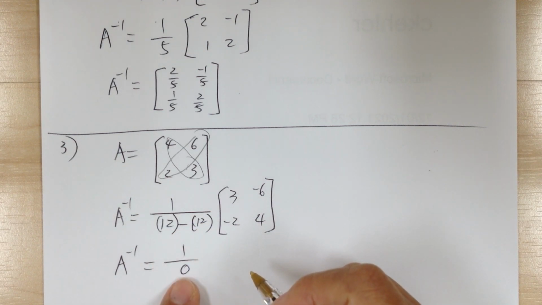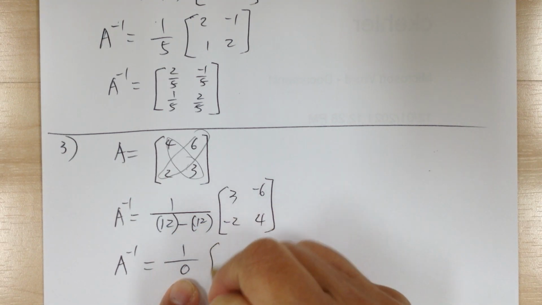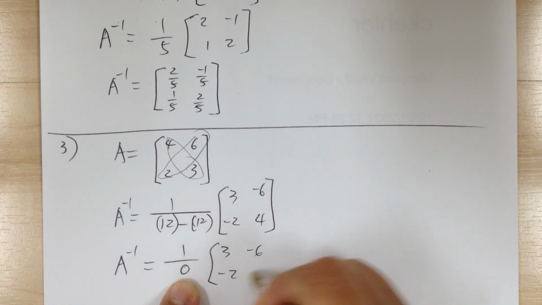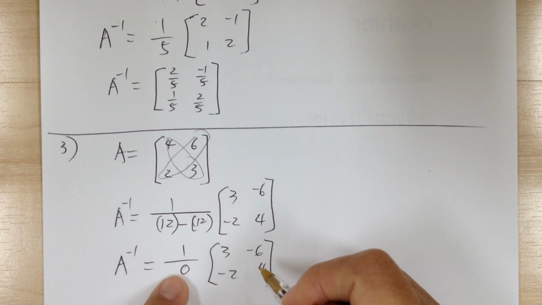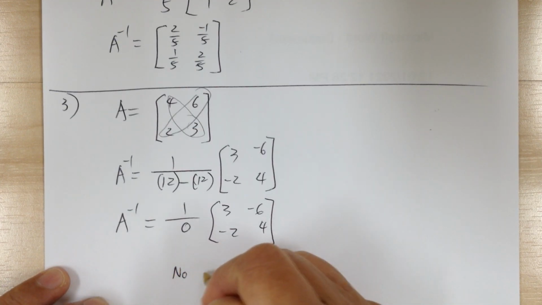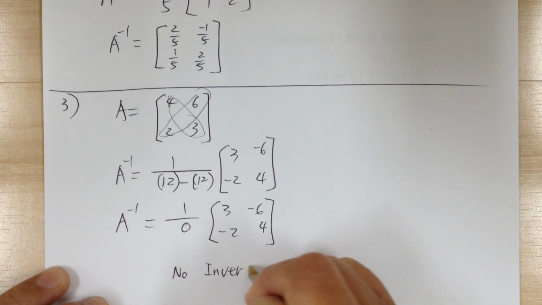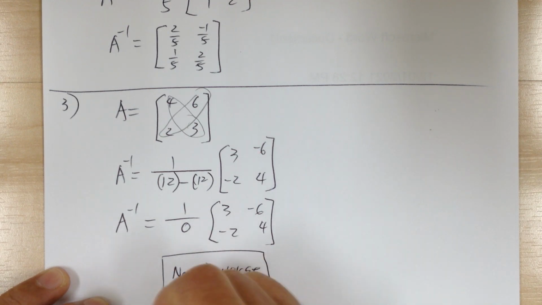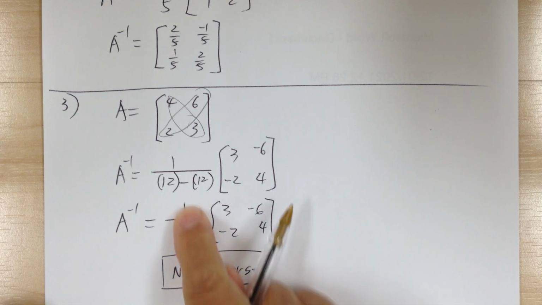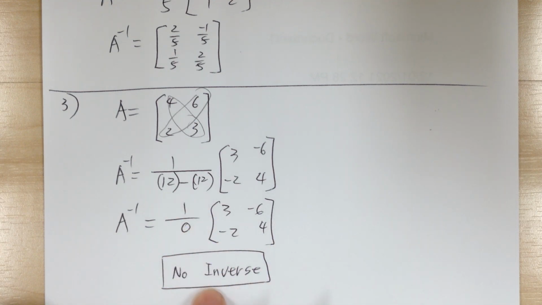You cannot have something divided by 0, right? You cannot divide by 0. So when det equals 0, in this case you cannot, so there will be no inverse. Again, when you have det equal to 0, this is undefined, so there will be no inverse.